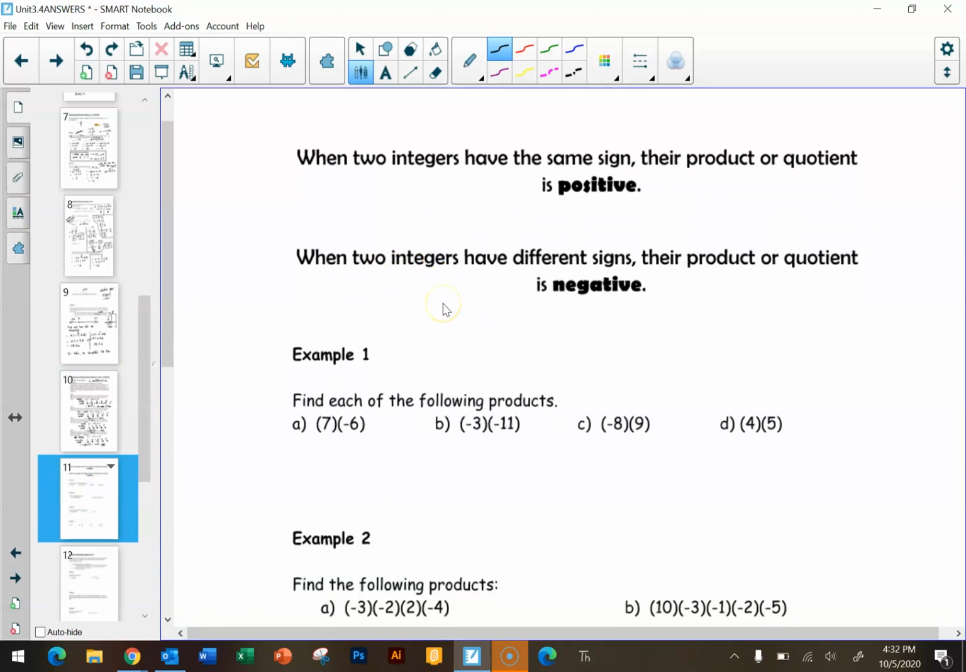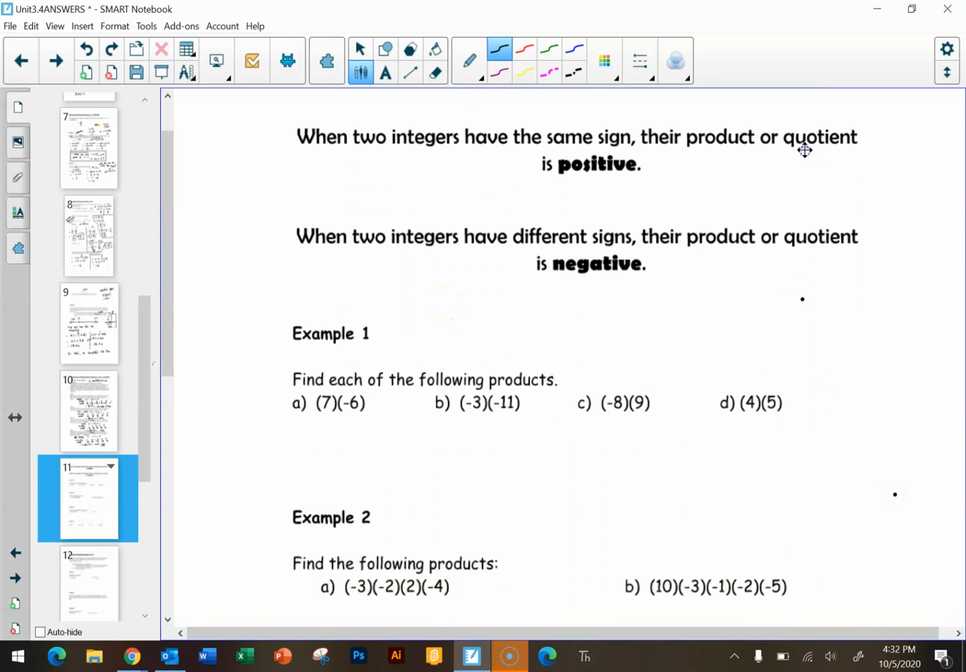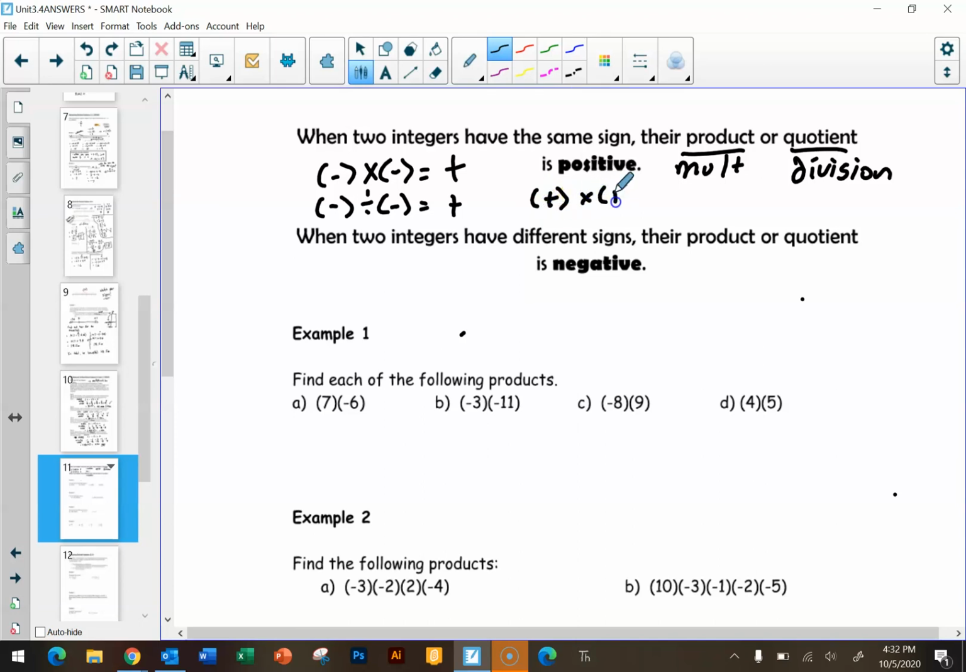Okay, so when two integers have the same sign, their product or quotient is positive. This is division. Whenever you see the word quotient, you need to be thinking division. Whenever you see product, you need to think multiplication. So what does that mean? Okay, that means negative times negative equals a positive. That means negative divided by a negative equals a positive. That means positive times a positive equals a positive. And that means positive divided by a positive also equals a positive.